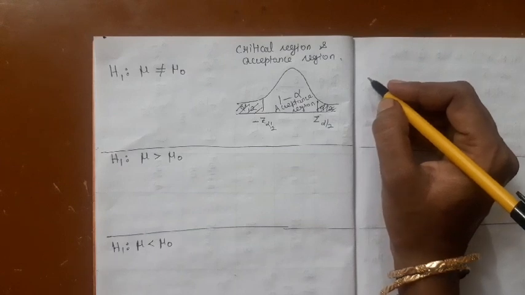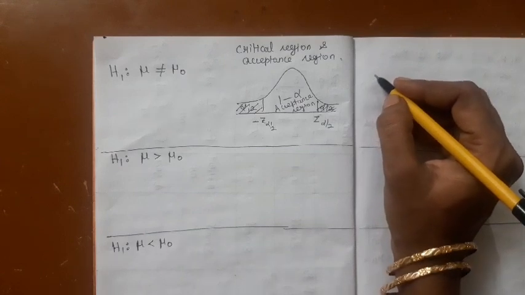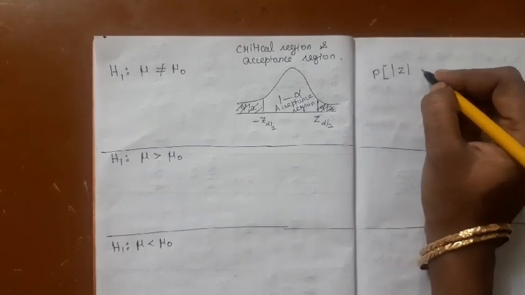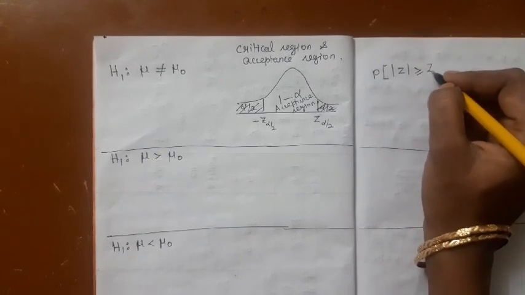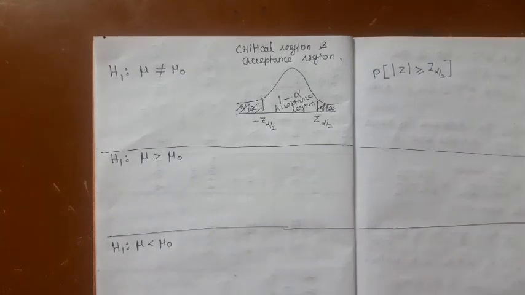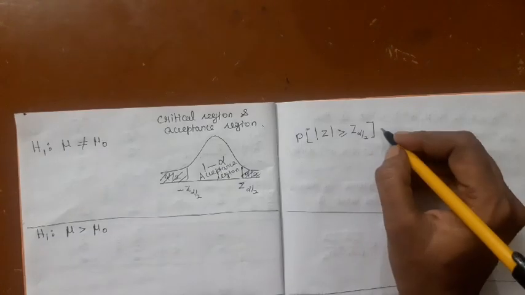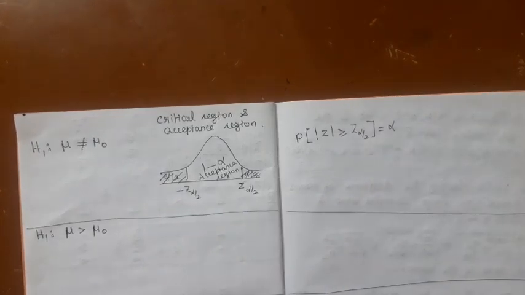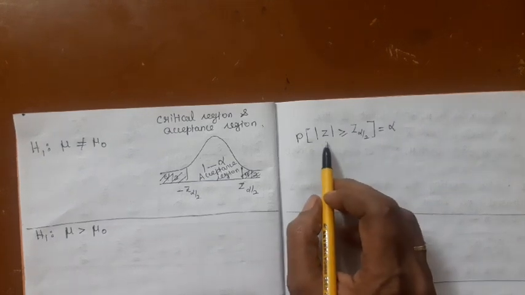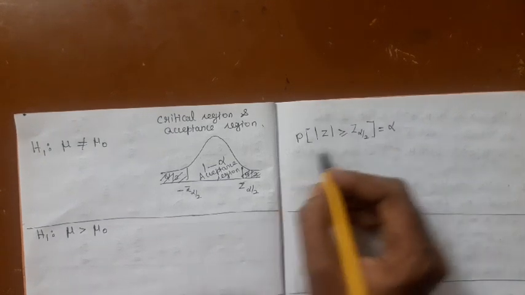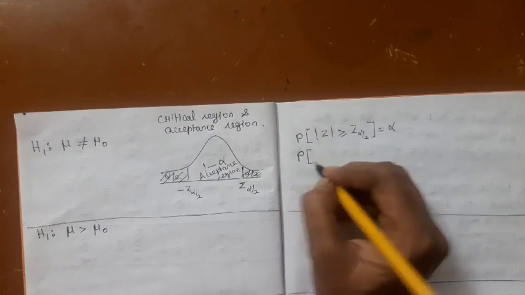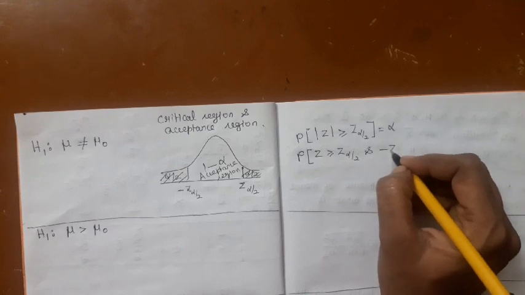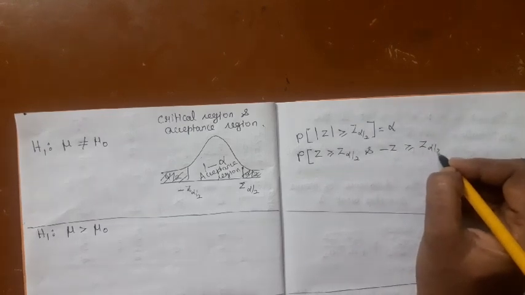So, how will you mathematically express the critical region? It is the probability of modulus Z greater than or equal to Z alpha by 2. This is actually the critical region, that is equal to alpha by 2 plus alpha by 2, which is alpha. Okay. So modulus of Z greater than or equal to Z alpha by 2 is alpha means what? Z is greater than or equal to Z alpha by 2 and minus Z is also greater than or equal to Z alpha by 2.